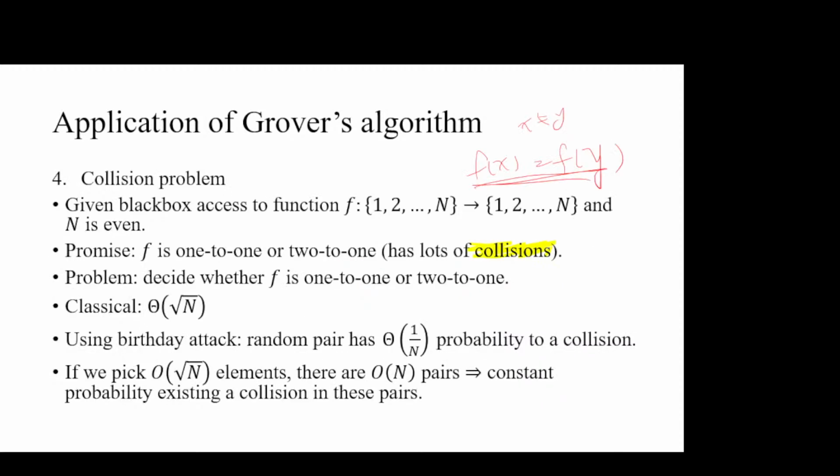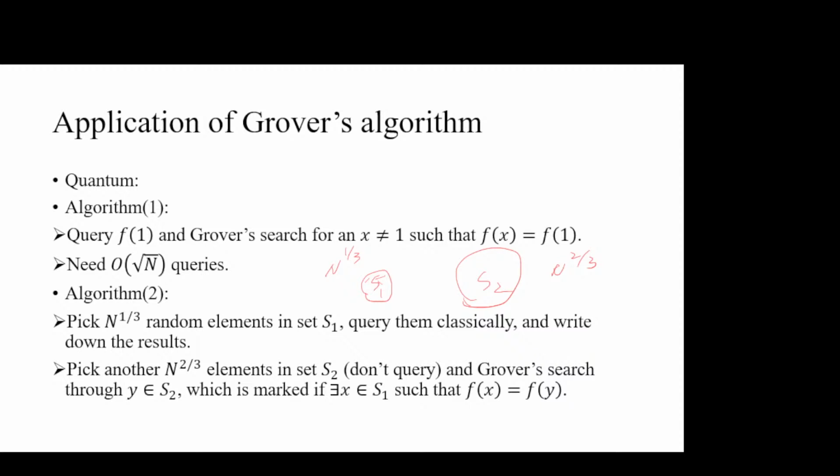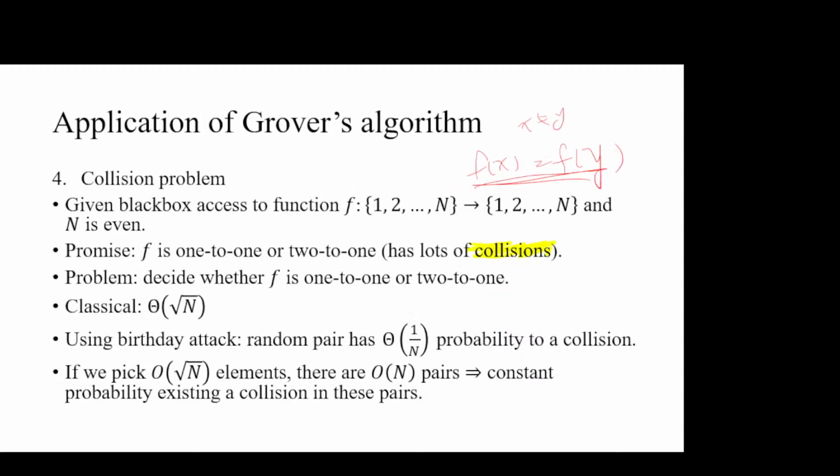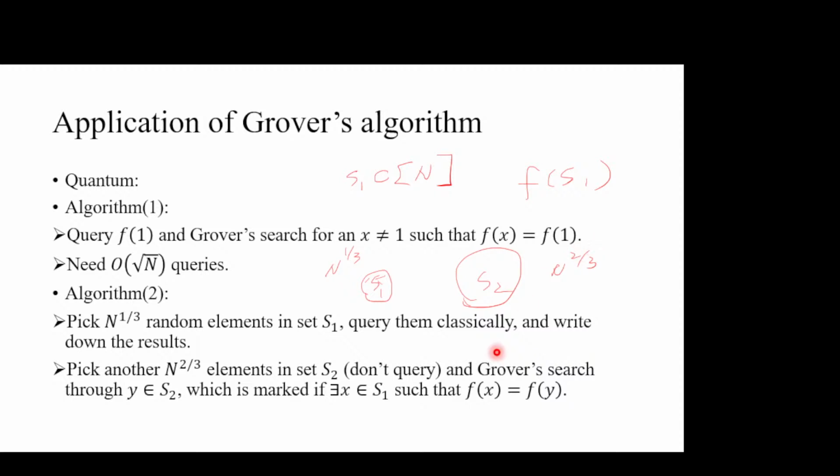So S1 is a subset of this bigger input. Basically, we look through f of S1, so we look through the output of everything inside S1. We record every possible output for things inside S1, and then we pick another S2. This S2 we don't actually query yet.